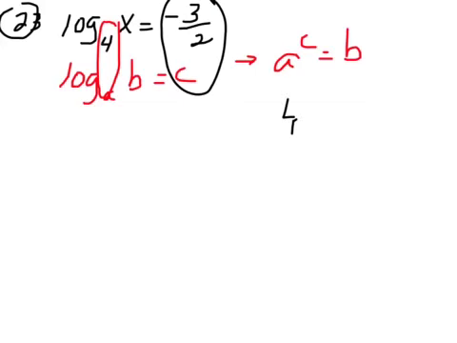My C here is negative 3/2, and this B in the problem is my X that I'm trying to find. Okay, so now if we look at this, we could have just said on the left is 4, on the right is negative 3/2, raise 4 to the negative 3/2 power, and that's what the number in the middle is going to equal if we were trying to do this quickly.